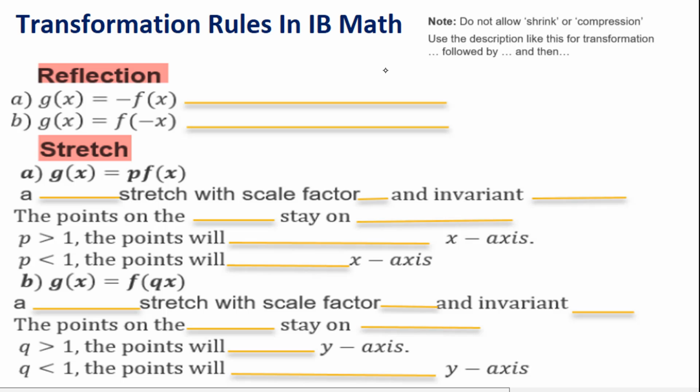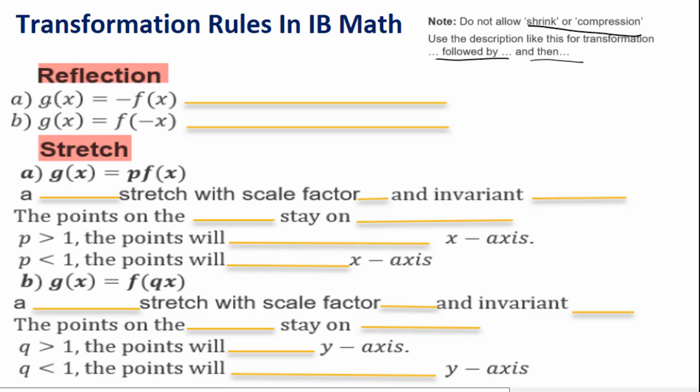This video is about transformation rules in IB math. Remember, in IB math, do not allow shrink or compression. When you write down the transformation, use the description like this: something followed by something and then something.